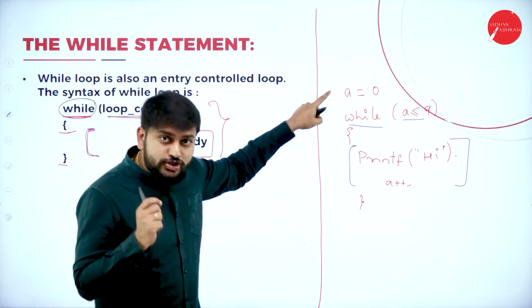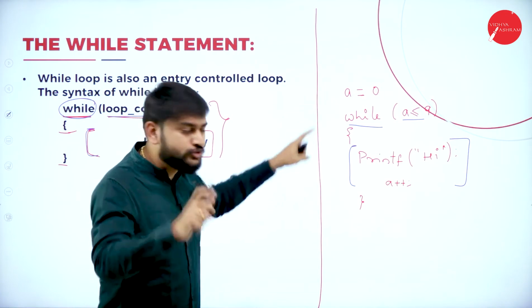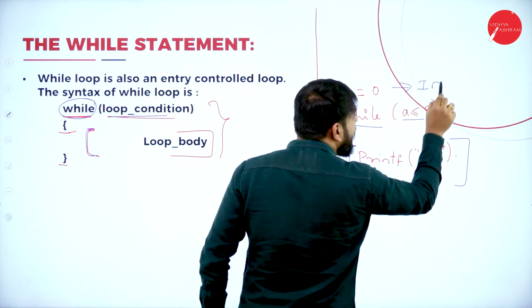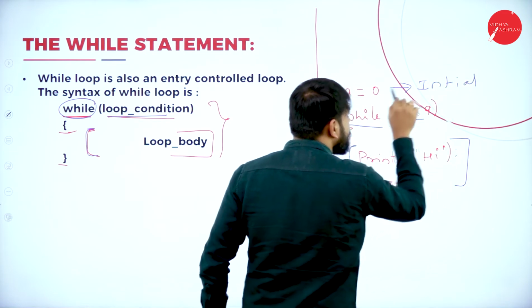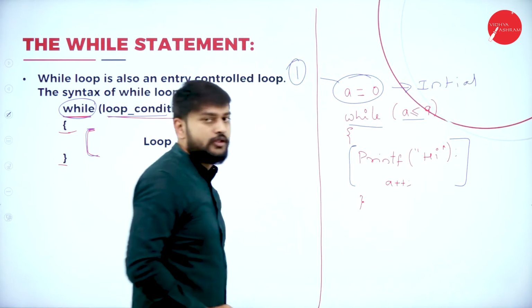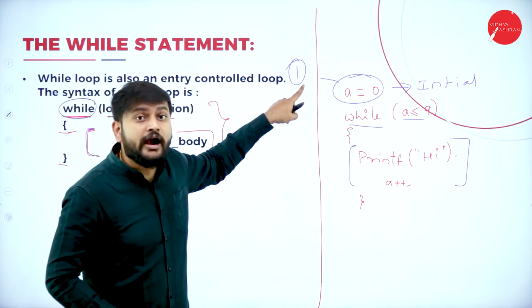I have initialized the value of a as 0. So this is an initialization. This is also a part of this while loop. This is what I will call initialization, part 1. How many parts do we have for the while loop? I will explain that. So this is part 1.